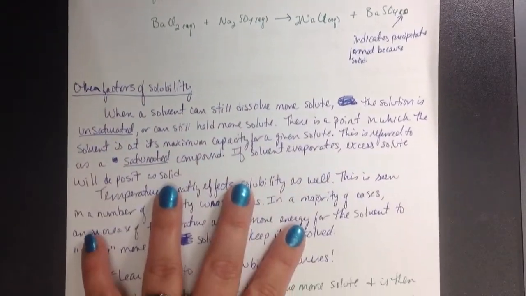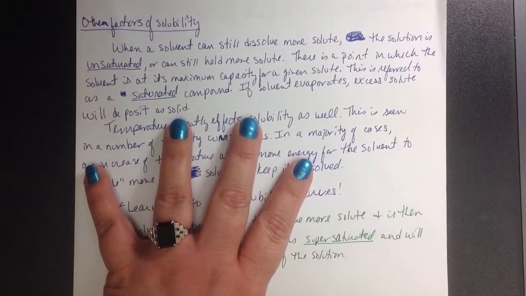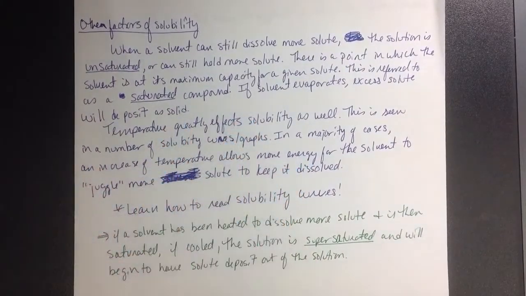Okay, so solubility. As I said, that last BaSO4 was insoluble. So let's talk about what insoluble and solubility types of things mean. I want to do that by talking about making good simple syrup or southern tea, whichever way you want to think about that.